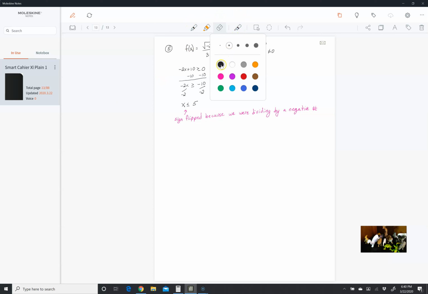So then let's take the 3x minus 9 and solve. So we have plus 9. 3x is not equal to 9. Divide both sides by 3. x is not equal to 3. So we want to check for redundancy. So x is less than or equal to 5. 3 is less than or equal to 5. So x not equal to 3 is not redundant. We have to include both.